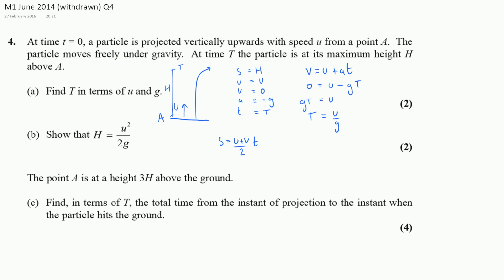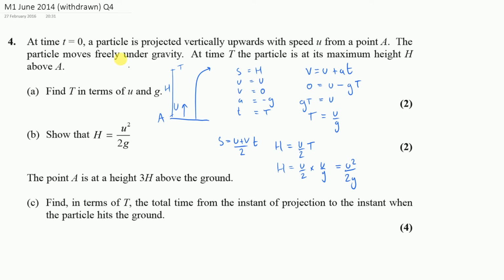Filling in the information, I know that s is h in this case. My initial speed is u, my final speed is 0, all over 2 multiplied by my time, which is t. Now I'm going to have to use my answer to part A here, and I'm going to substitute in for the value of t, this u over g. So h becomes equal to u over 2 times by u over g, which gives me u squared over 2g, which is exactly what we were asked for in the question.